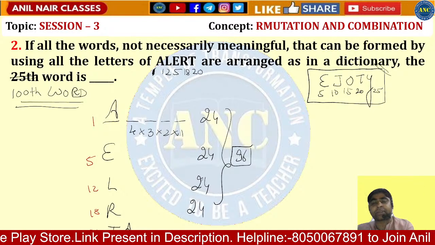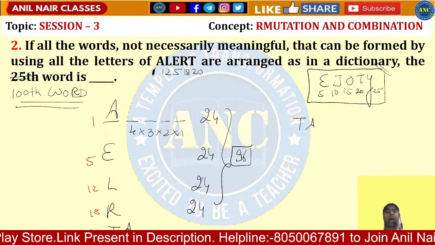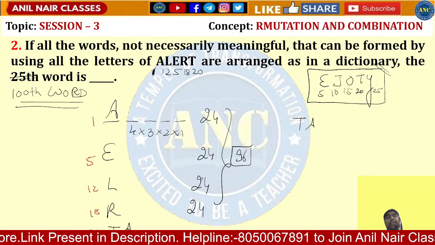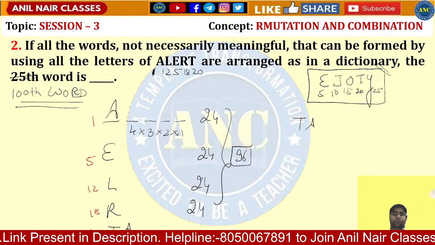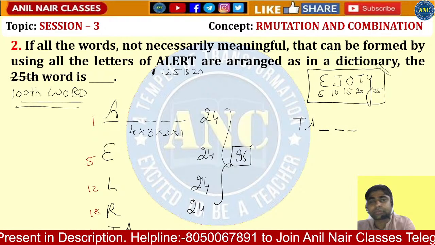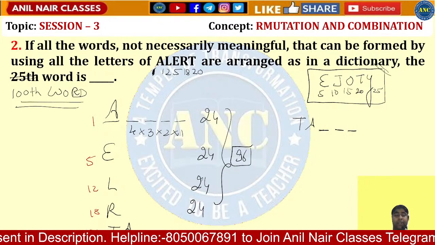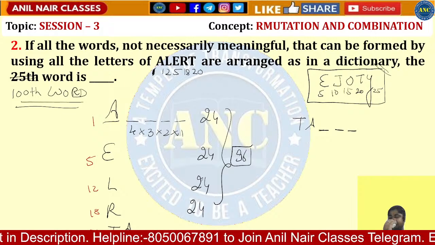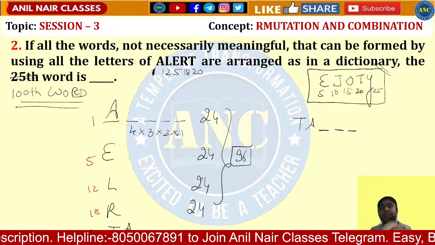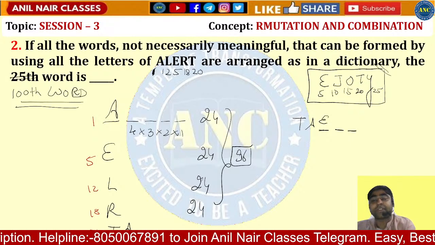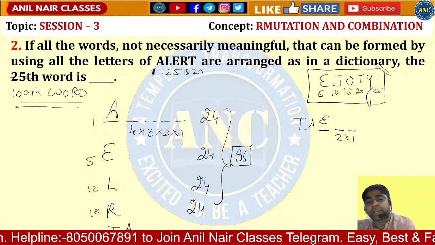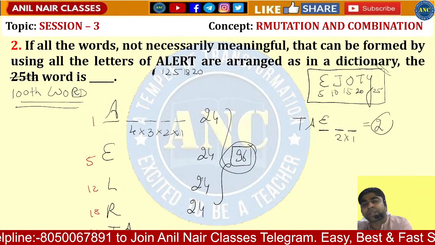So I am sure that my word is after 96, but it is before 3 into 2 into 1, that is 6, that is before 102. So it is supposed to start with a TA only, right? So after TA, what will come? E will come. After E, I have 2 into 1, 2 options. So 96 plus 2, 98 done.